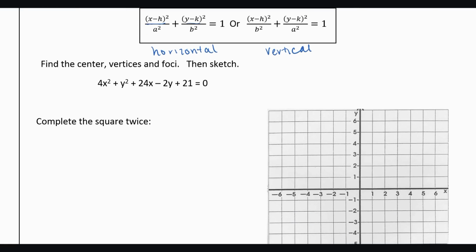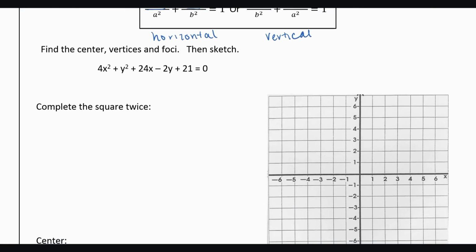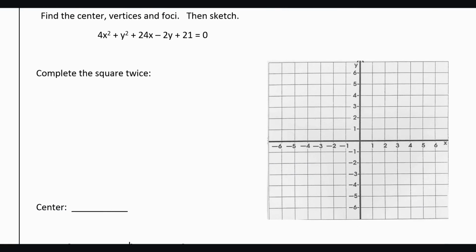So this says find the center, vertices, and foci, and then sketch. So we've got 4x squared plus y squared plus 24x minus 2y plus 21 equals 0. So we're going to start this just like we would have a circle. So we're going to put the x's together: 4x squared plus 24x plus y squared minus 2y. We'll move the 21 over to the other side, negative 21.